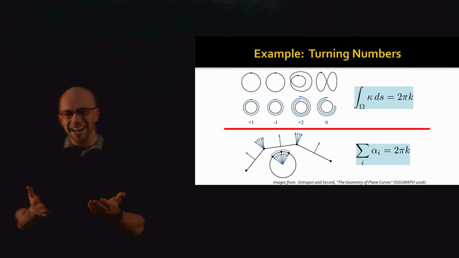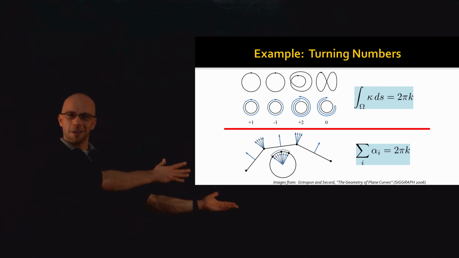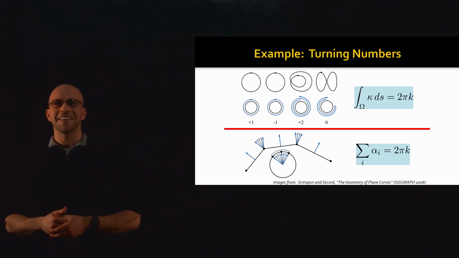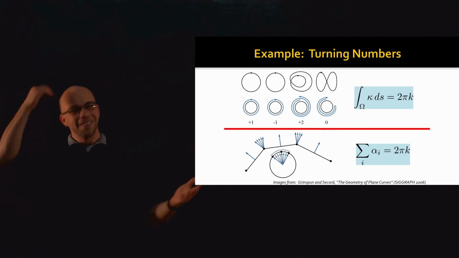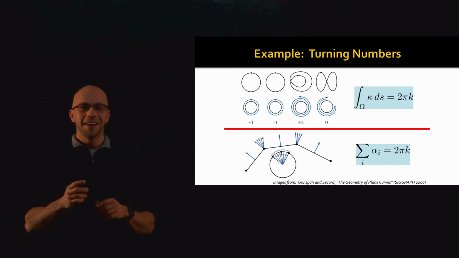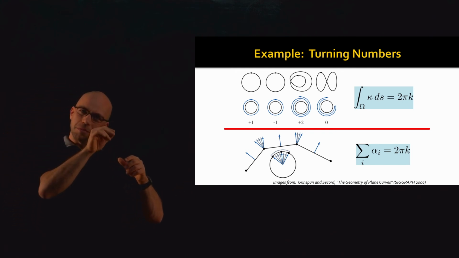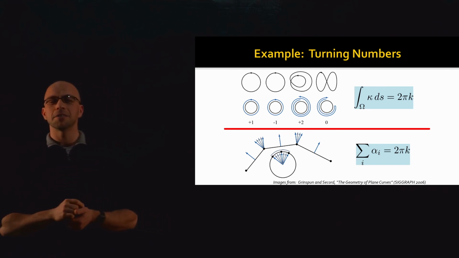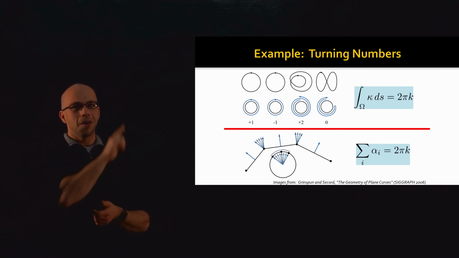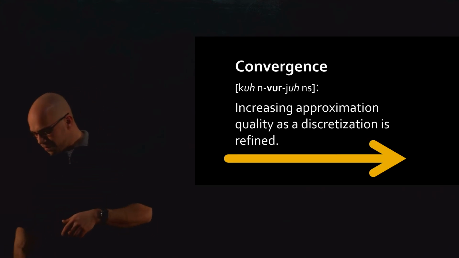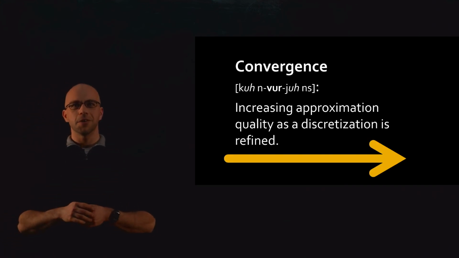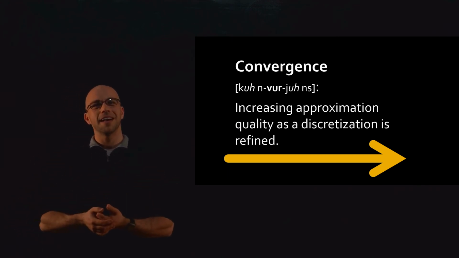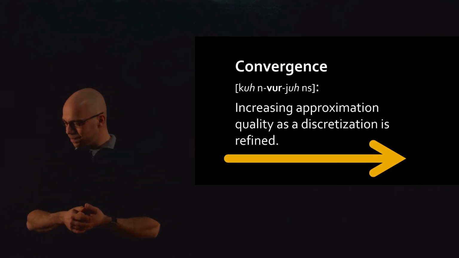Now, what have I not done? I have not shown you that this alpha measure of curvature on the bottom of the slide here has anything to do with that smooth measurement. Namely, if I take my curve and I start refining it and refining it and refining it until it's a bunch of itty-bitty line segments, that this measurement I'm showing you has anything to do with kappa on the top of the slide. And that second notion is something called convergence, which is essentially, am I approximating some smooth quantity as I refine my discretization?